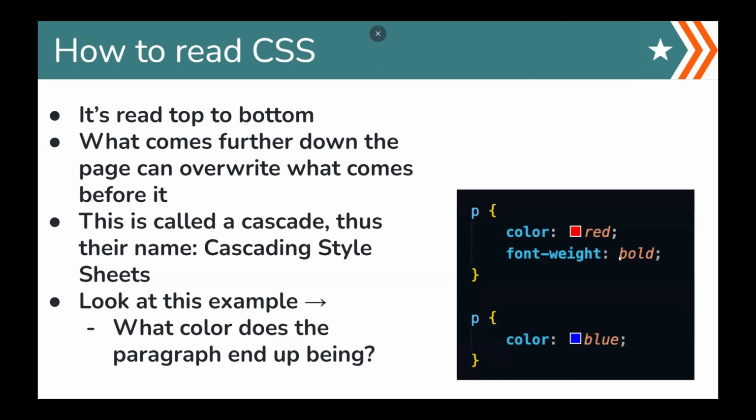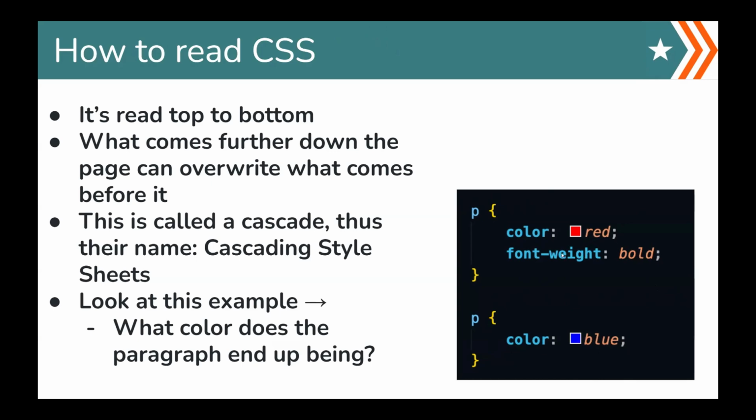Look at this example here. We have two different styles for the same p tag, right? On the first style, we have color being set to red and the font weight being set to bold. And then we have another style for the same p tag, but this time the color is blue. What do you think is going to be the end output for this p tag? What color will this p tag be? Bold blue. Yeah, it's going to be bold and it's going to be the color blue, right?